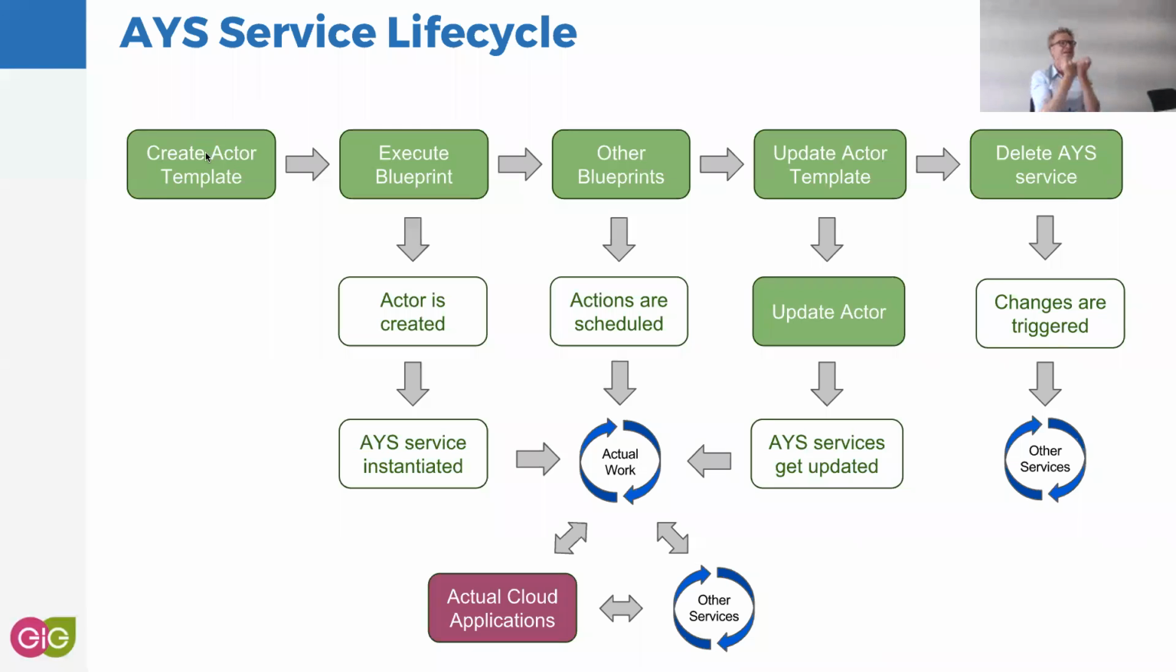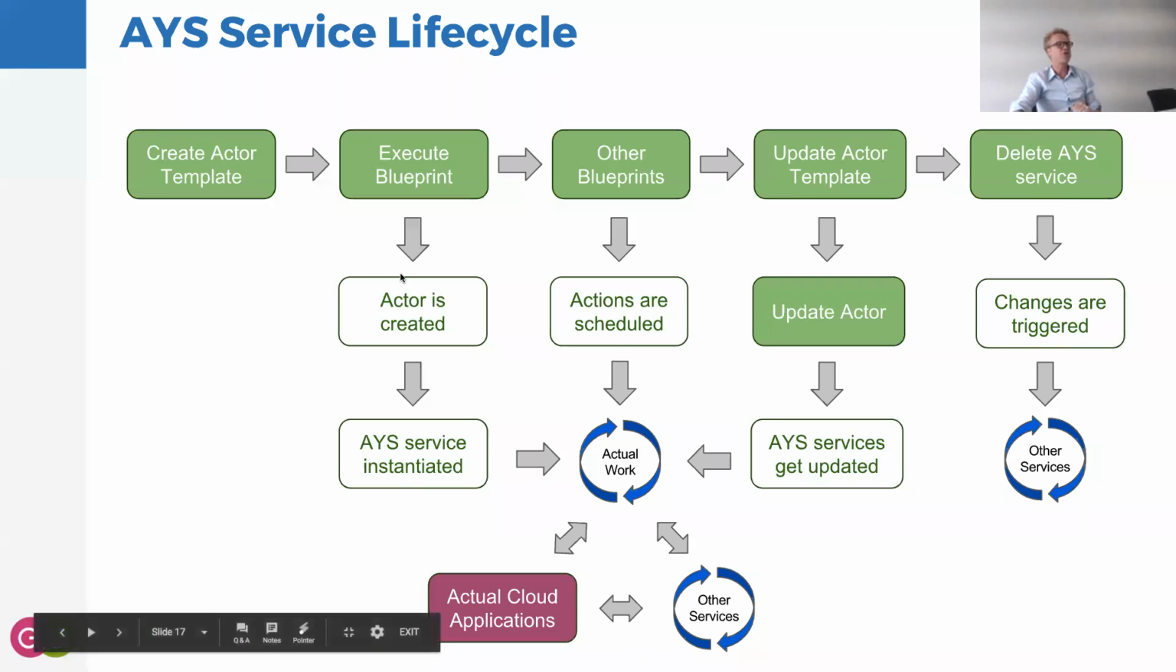Based on a template, you then send a blueprint to the system. You say, system, I want to have an AYS service based on that template. That's quite straightforward, isn't it? By doing so, the system will create an actor. So you know this level in between. And based on this actor, the service will get instantiated. This is what happens by the system, just by saying, here's the blueprint, and this blueprint talks about this instance. By what we call executing the blueprint, through this step in between, the service gets instantiated.